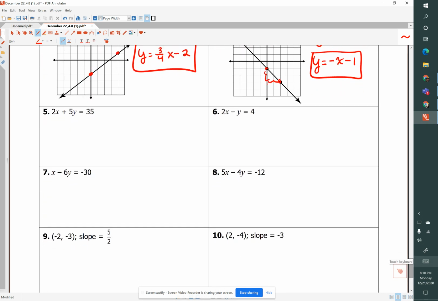Number 5, we have an equation in standard form. So we just want to solve for y. So we'll subtract 2x from each side.